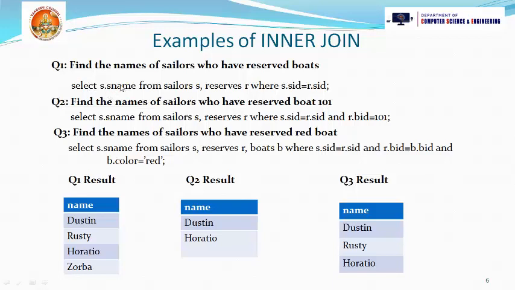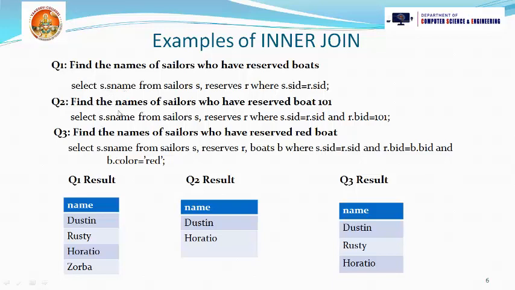So: select s.sname. Here s is a variable representing the sailors relation and r is the variable representing reserves. We are retrieving information from these two tables. And this is the join condition. SID is the common column in both the tables, so s.SID equal to r.SID. That means we are equating SID in sailors with the SID in reserves. By equating this SID column, we can get the details of the sailors who have reserved a boat. But we need to display only the name of the sailor, so we specify only that attribute, s.sname.